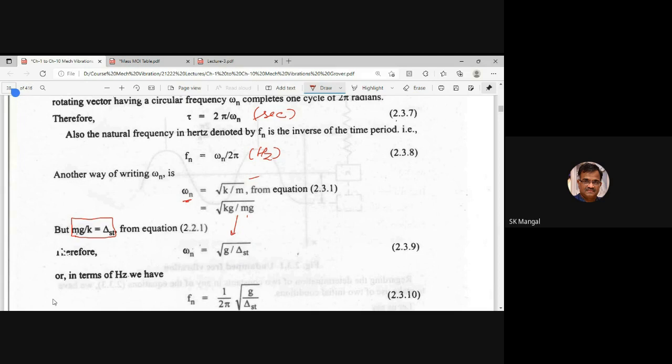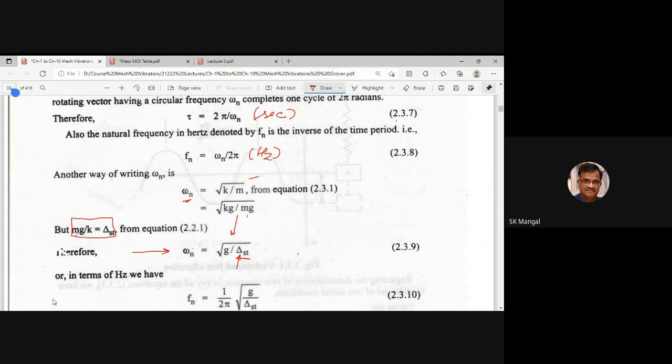So if you know the static deflection of a system, then you can straightaway find out the omega n of a system. And if you remember my first lecture, I told you that this omega n is constant for a system. It is because of this equation only. For a system, your delta st is a constant value, and g is also a constant value. So your omega n will always be a constant for a given system.